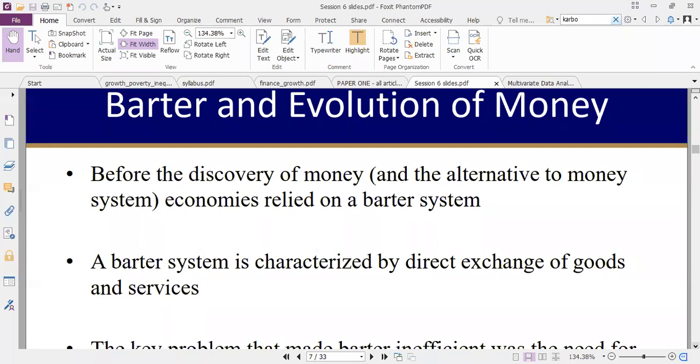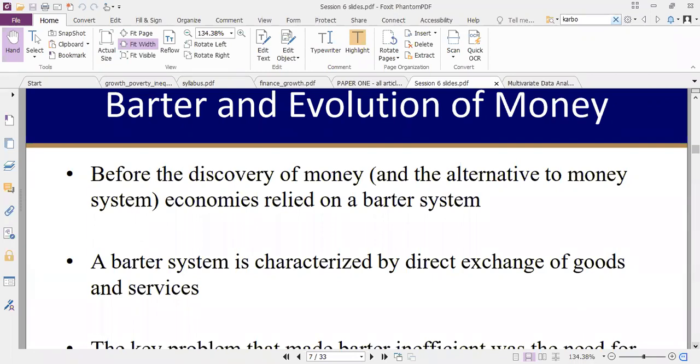Okay, so maybe let's use more real stuff. You have rice. I also want maybe a bed. I need a bed. You can exchange your rice with a bed with me. Or better still, you could also have another good that you can exchange with me. Basically, that's all about the barter system.